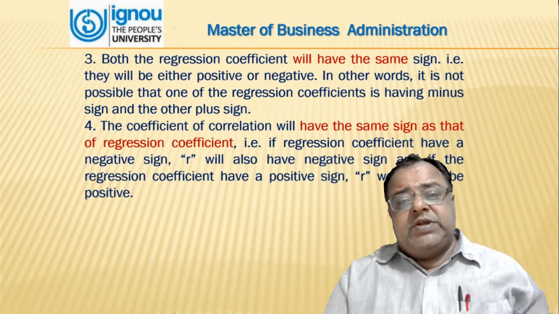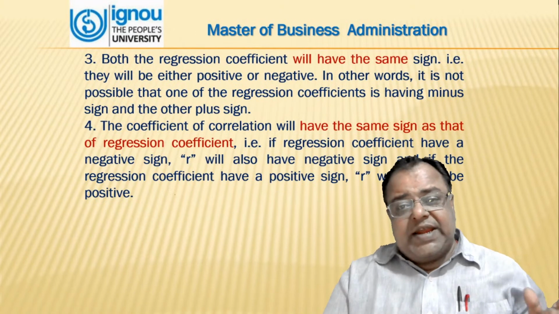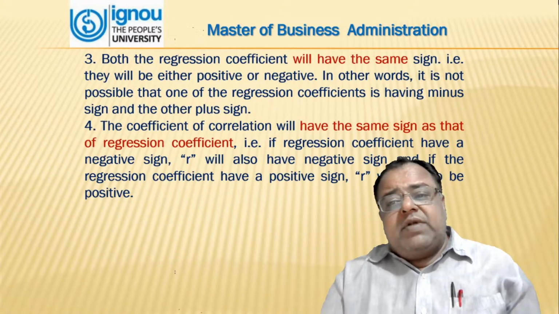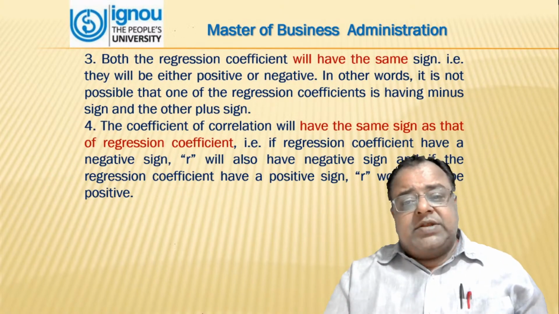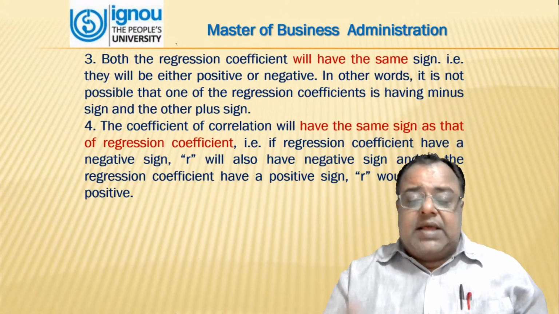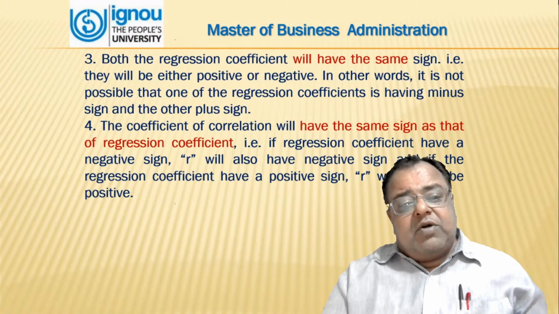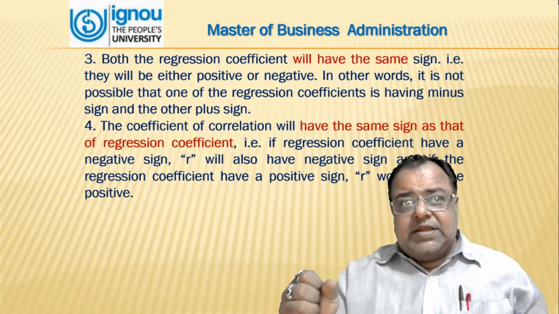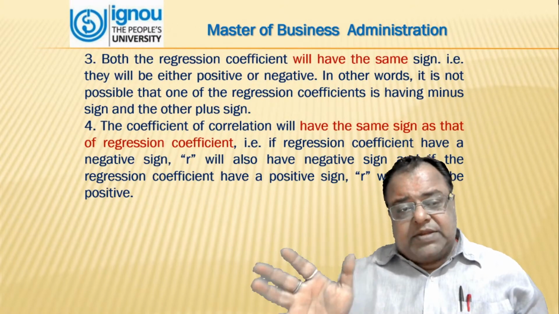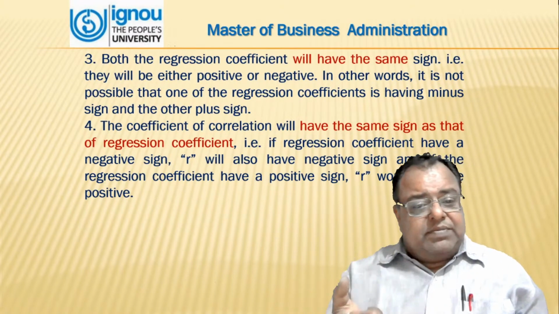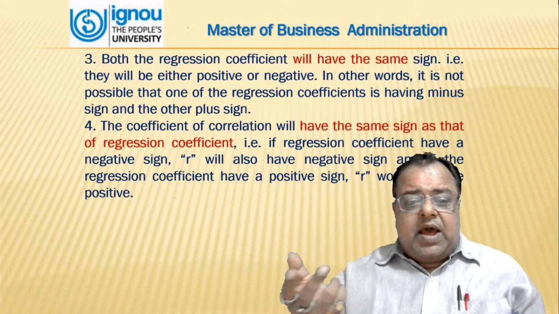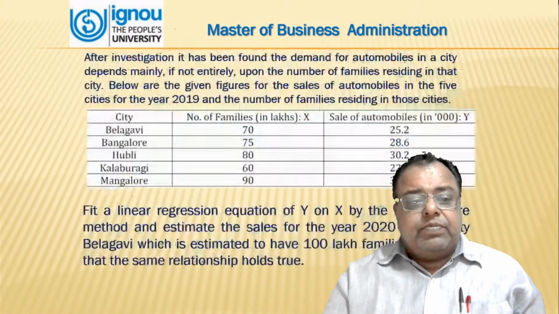Both the regression coefficients will have the same sign. If bxy is negative, byx will also be negative, or both positive. In other words, it is not possible that one of the regression coefficients has a minus sign and the other a plus sign. The coefficient of correlation will have the same sign as that of the regression coefficients. If byx and bxy are plus, then r will have a plus sign. And if the regression coefficients have negative sign, r will also have a negative sign.